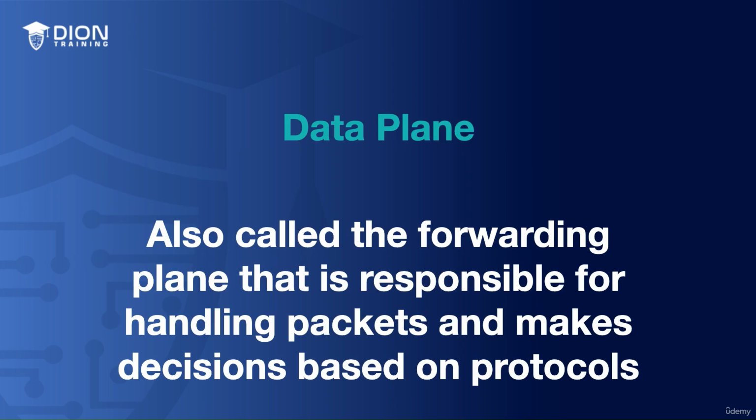First, the data plane, also known as the forwarding plane, is responsible for handling packets, moving data packets from place to place. It makes decisions based on protocols such as IP and Ethernet and is concerned with the actual process of sending and receiving data. For example, when you send an email, the data plane of your network takes responsibility of moving your email data from your device to the recipient's device. It does this by forwarding the data packets through switches and routers.